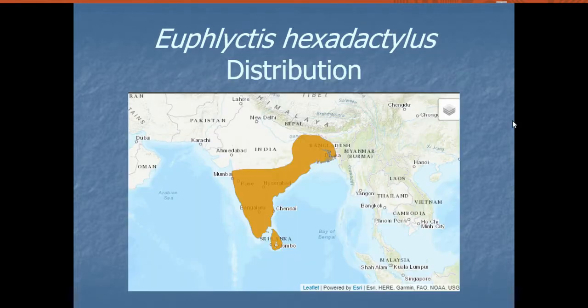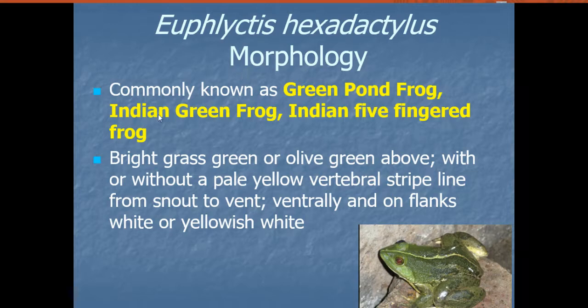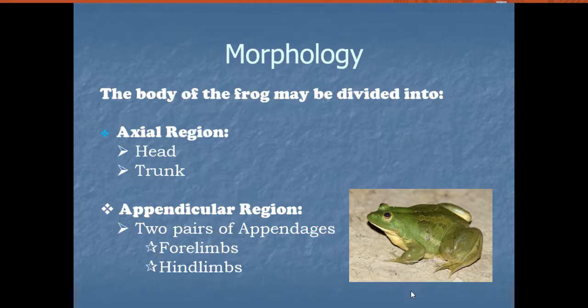So this frog is endemic to India, Sri Lanka and Bangladesh. You can see it from the map. And coming to the morphology of this frog, it is commonly known as green pond frog, Indian green frog, and Indian five-fingered frog. You can see the color of the frog on the dorsal side, it is green in color. And of course you can see the pale yellow vertebral stripe found from the snout to the vent region. And on the underside it is white or yellowish white in color.